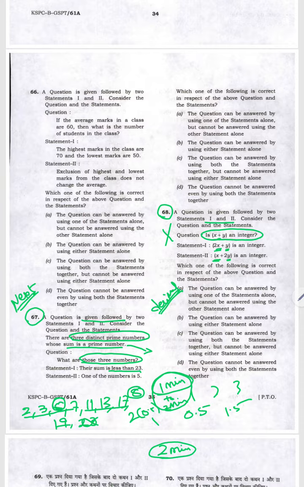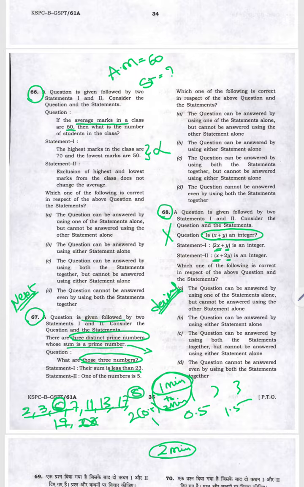Got it? Now, I can also give you another example. If at all you can see this 66th question. What is the question? If the average marks in a class are 60, average marks equal to 60 was given. What is the number of students? Now, statement 1. The highest marks in the class are 70 and the lowest marks are 50. Can we know the number of students from this data?